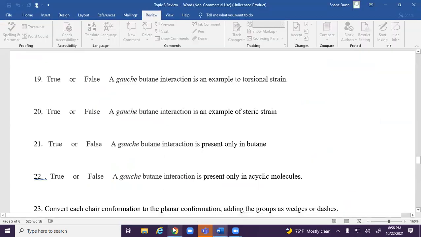So Gauche projections are an example of steric strain. That one is true. Okay. So Gauche. This one is worded so badly.